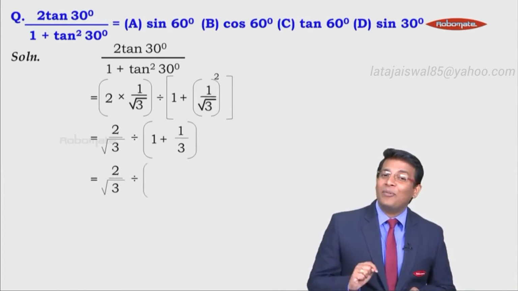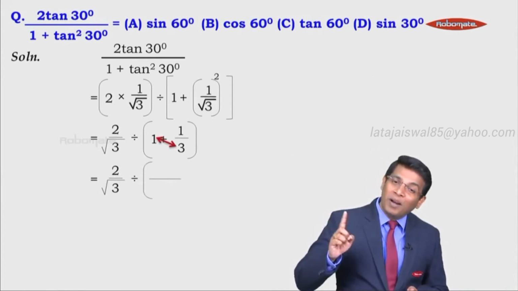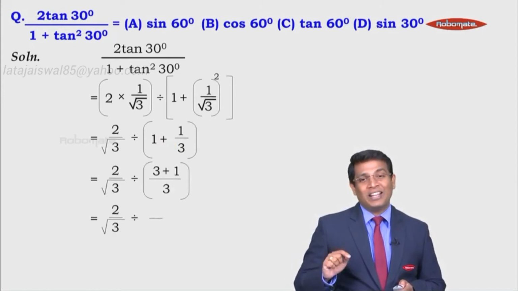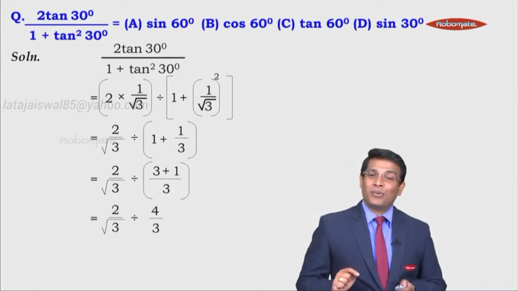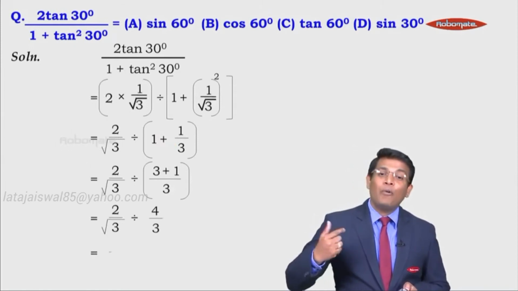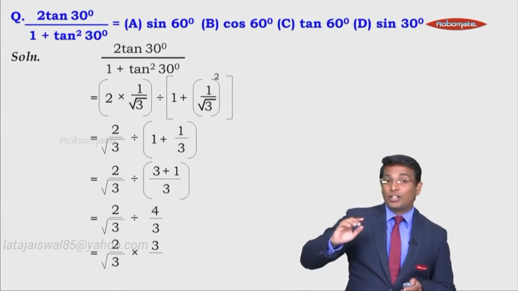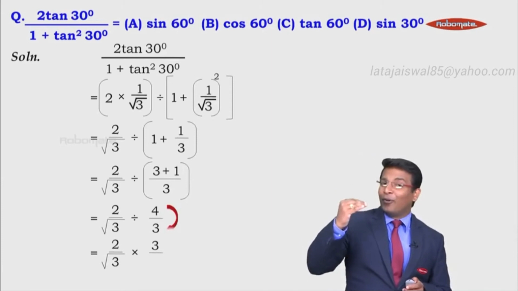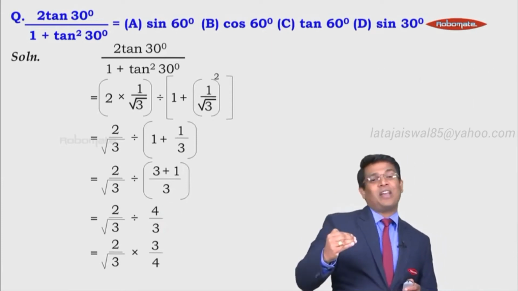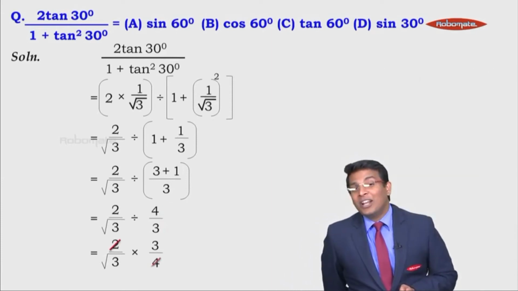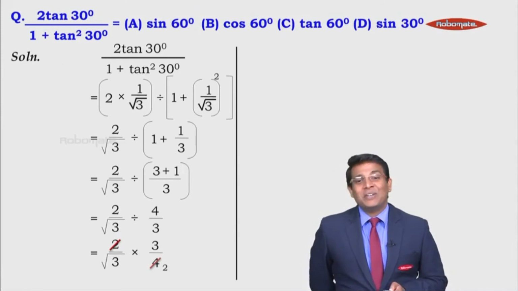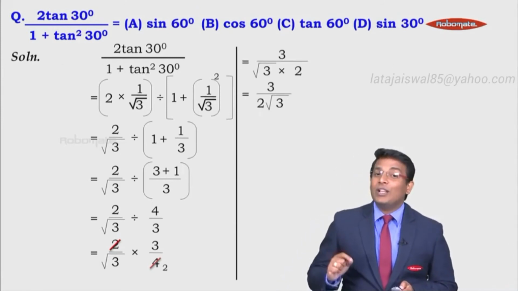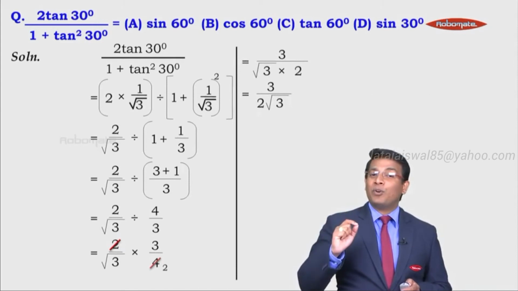so we'll get 3 ones is 3, so 3 plus 1 upon 3, and we know it is 2 upon root 3 divided by 3 plus 1 is 4, so 4 upon 3. Now we convert this division into multiplication, so take the reciprocal, so 3 goes in the numerator, 4 comes in the denominator, we have it as 3 upon 4. Now what do we get further? It's 2 ones are, 2 twos are, so we get it as 3 upon root 3 into 2, right? So now we get it as 3 upon 2 root 3.